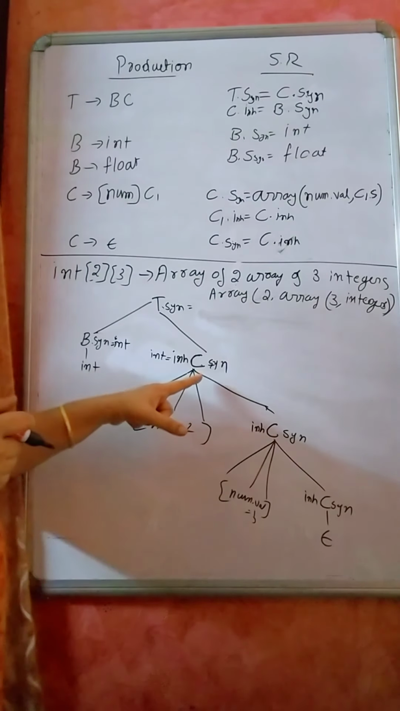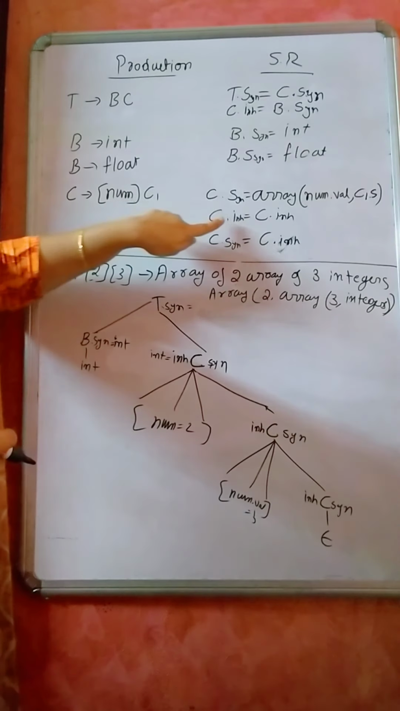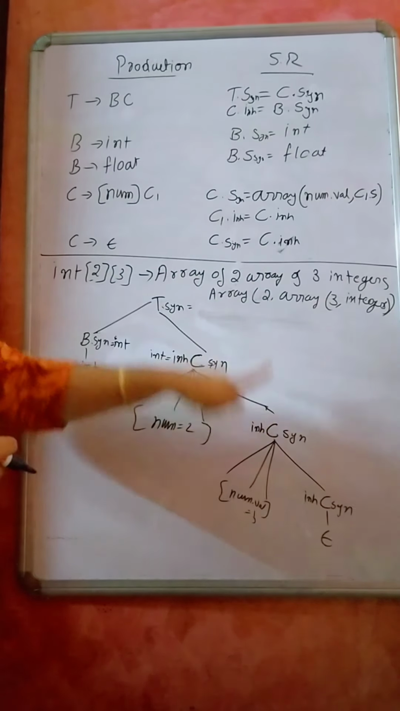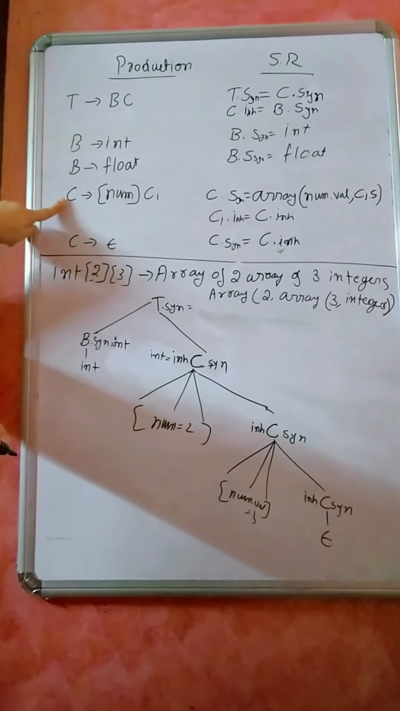Now when I am using this C determines this particular production, what is my C dot inherited? That is this C's inherited value, so it is nothing but C dot inherited. Where is that C? It is the head of the production.